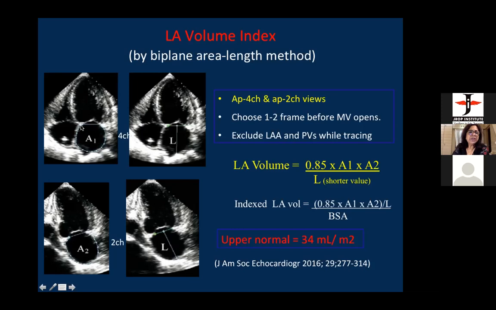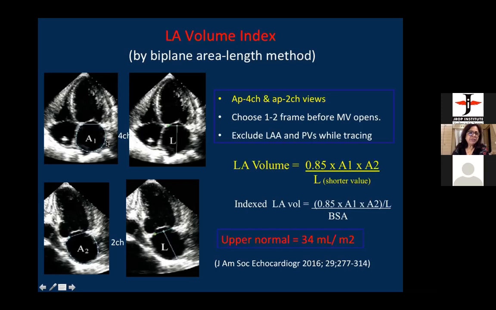So we will measure the area by tracing it. We'll start from the septal annulus. We'll go round following the endocardial margin, and we'll go up to the lateral annulus. The machine will join these 2 points. You have to be careful not to go inside the pulmonary vein, not to include the LA appendage if in case it is opened. So this way we get area 1, and then we get a length in apical 4-chamber.